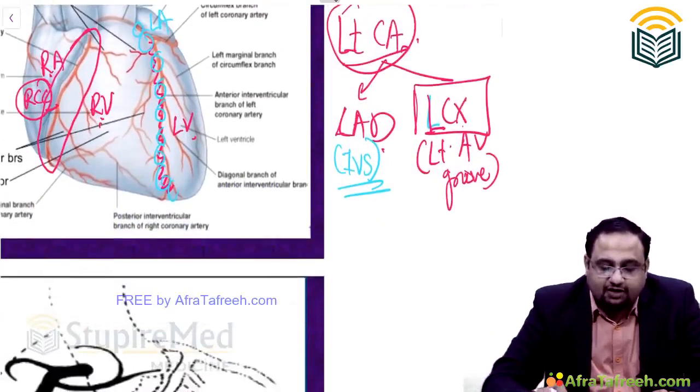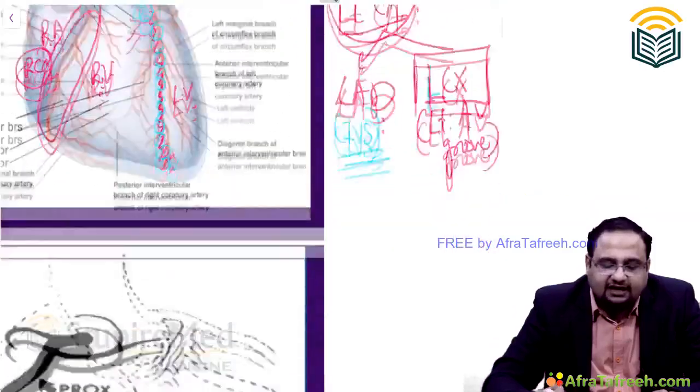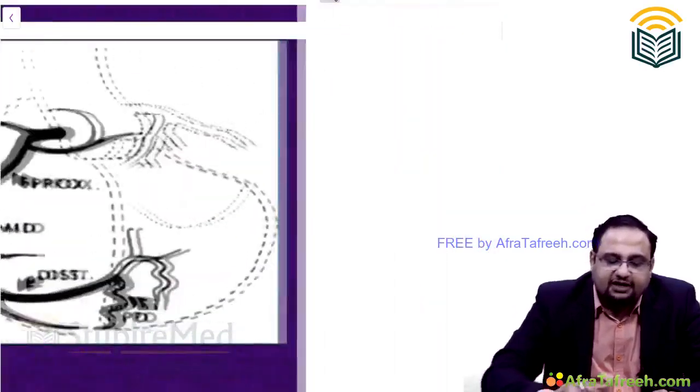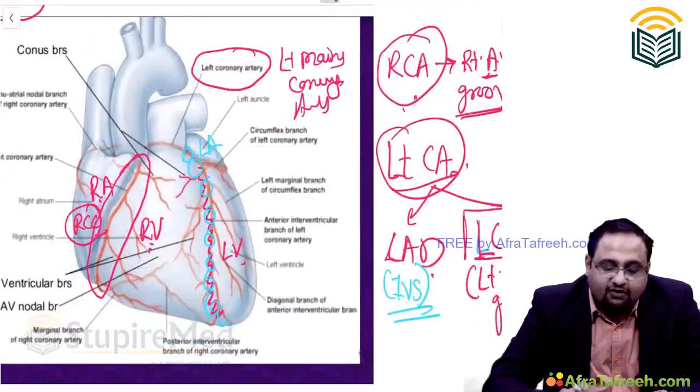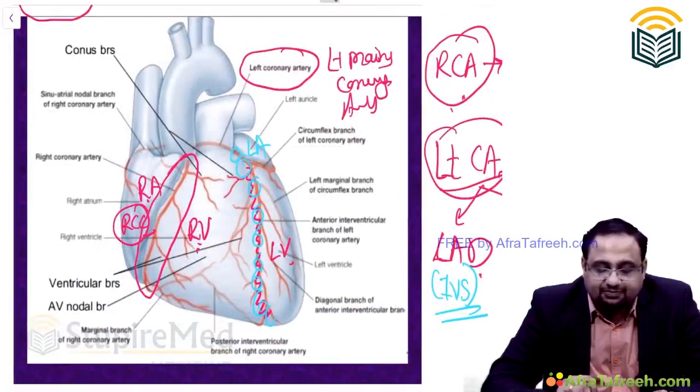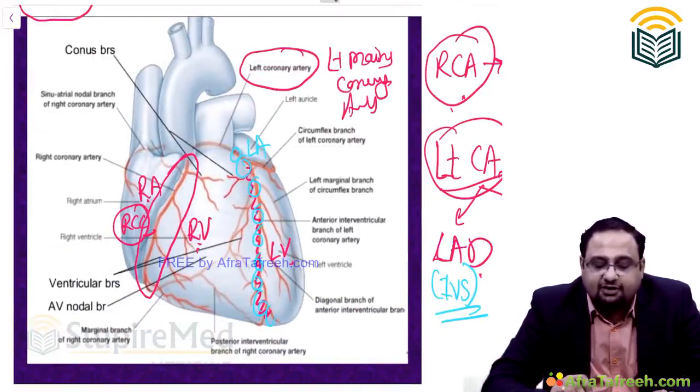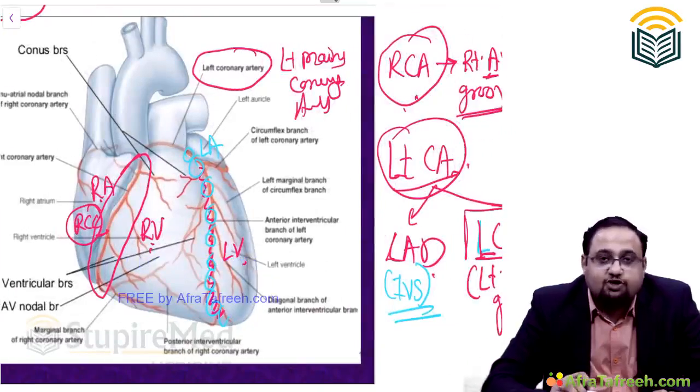Now if you go into details and see the right coronary artery, I hope you have understood this. The right coronary artery, the left main coronary artery divided into the left circumflex and the left anterior descending artery. The left circumflex artery goes and supplies the posterior surface of the heart.